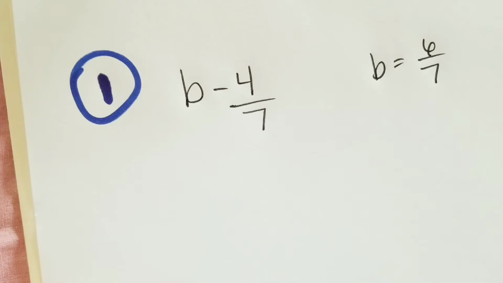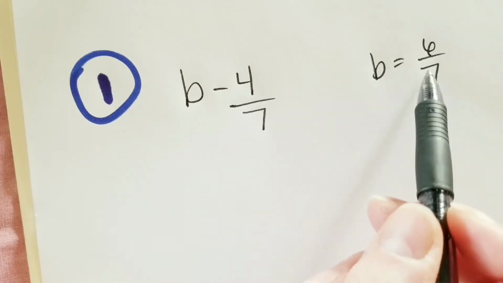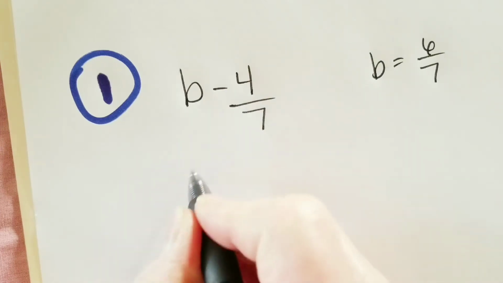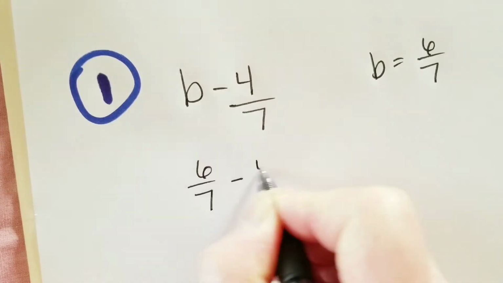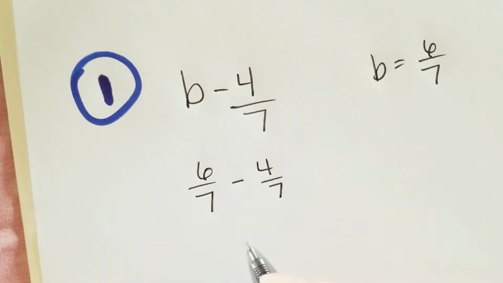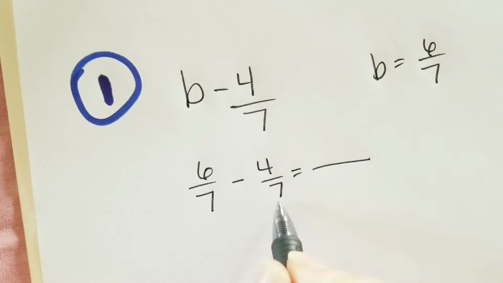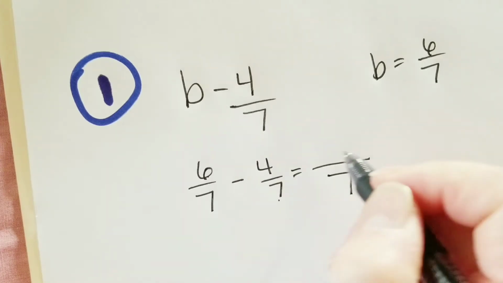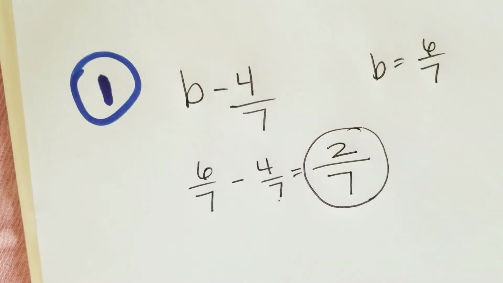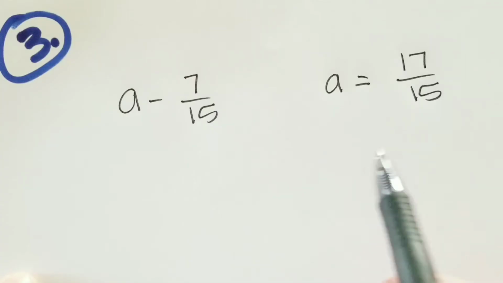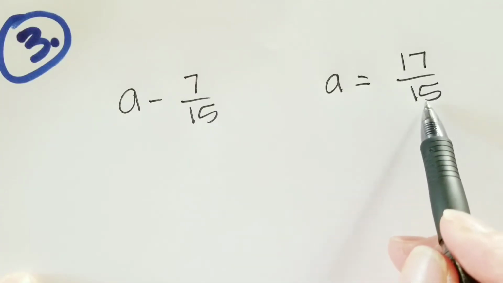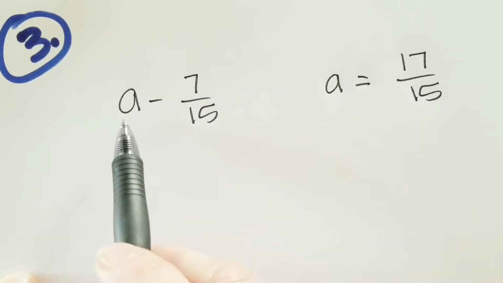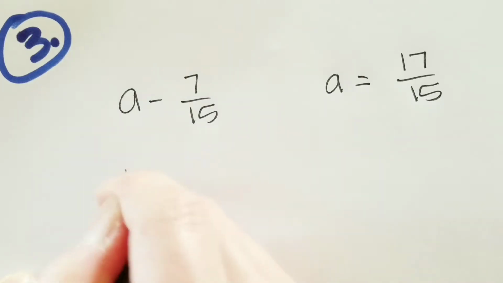B equals 6/7, so you will substitute or plug in 6/7 for B, minus 4/7, just bring it right down. Denominators stay the same because they are the same, and then 6 minus 4 is 2. 2/7 is your answer. A equals 17/15, so substitute or plug in 17/15 for A.